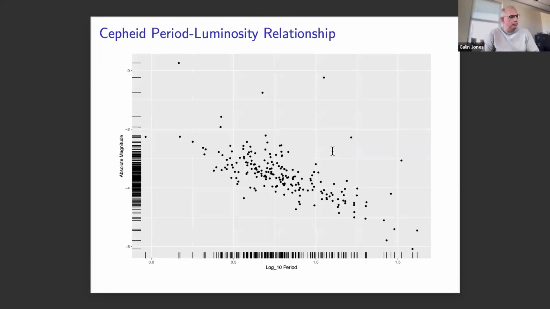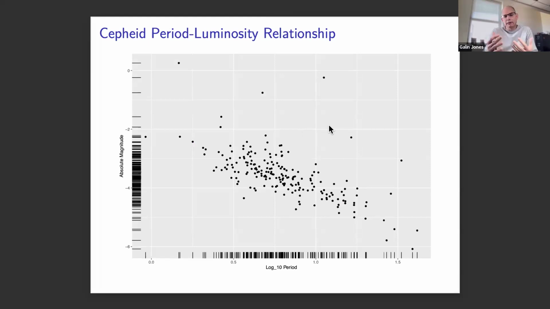So I thought I'd show you one example. We've implemented this in a software package. It's not on CRAN yet. It's on our GitHub page, but it's going to be on CRAN soon. All right. And so what this data is, so Cepheids are variable stars.